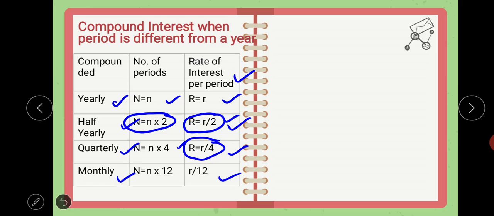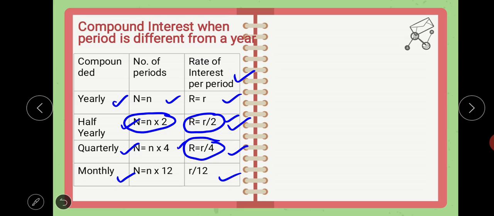So I will give you a small exercise. For 5 years at 14% per annum, we have to calculate the compound interest compounded yearly, half yearly, quarterly and monthly. Then what are the number of periods and rate of interest per period? So for yearly, what will be the number of periods? And what is the rate of interest? You can comment in the chat box.